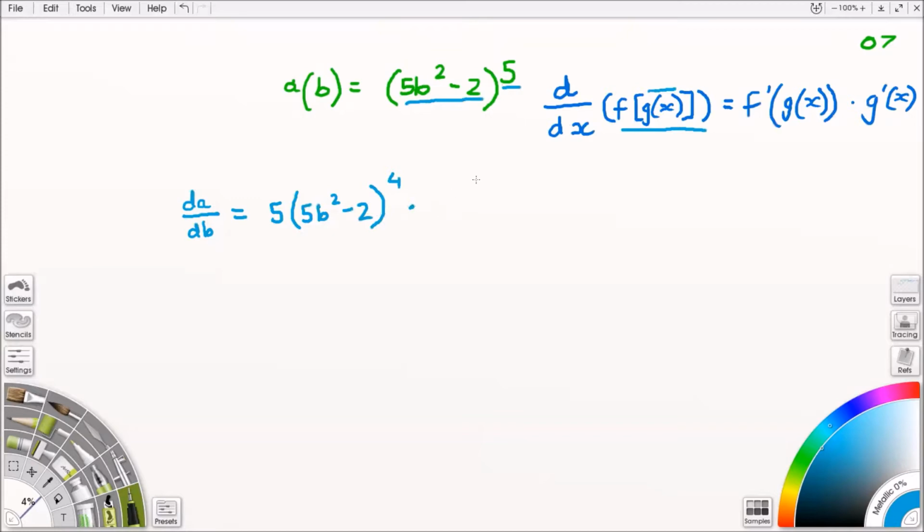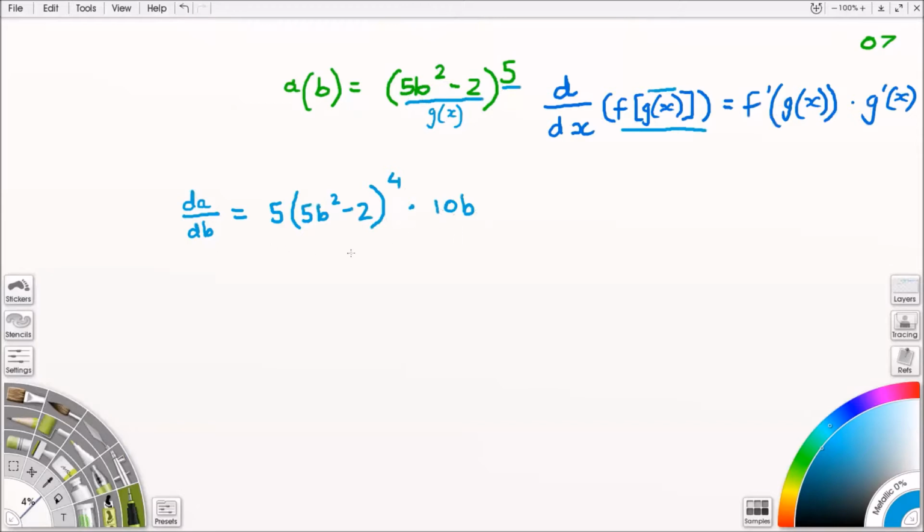And now for the second part, we multiply this first derivative by the derivative of the inside function. So this here is g of x, and outside all of this is f of x. So we're just taking the derivative of g of x. We bring the 2 down, that makes this 10b. And then this constant here just disappears, so we're multiplying it by 0.